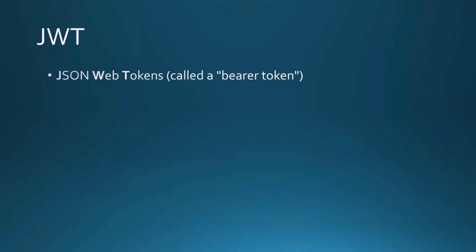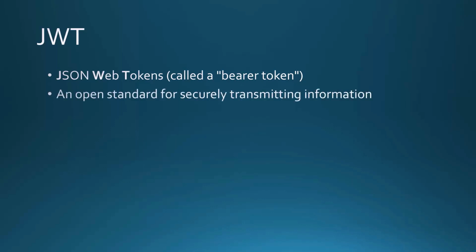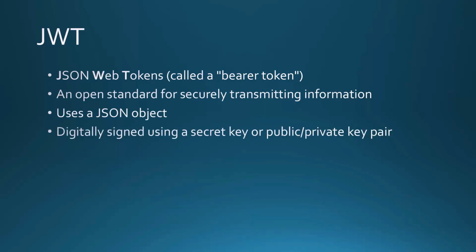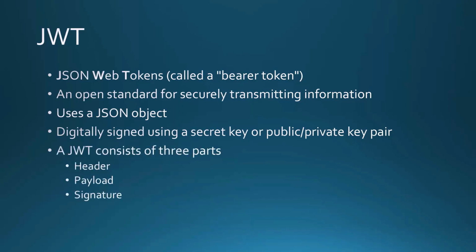JSON Web Tokens, called a bearer token, is not really an authentication scheme, but it is something that is used to prove that a user has been authenticated. It's an open standard for securely transmitting information, and it uses a JSON object that's been digitally signed using a secret key or even a public and private key pair. A JWT consists of three parts: the header, the payload, and the signature. If you have this JSON object, you can actually decode the token and see what's in it at JWT.io, and I'll show you that in just a little bit.